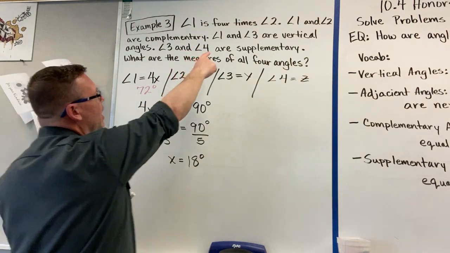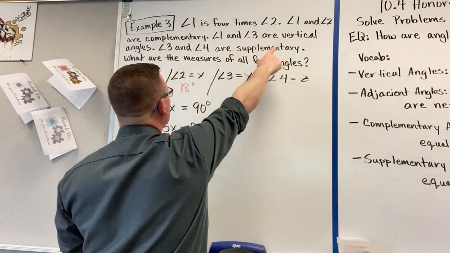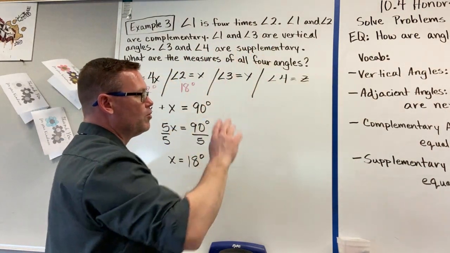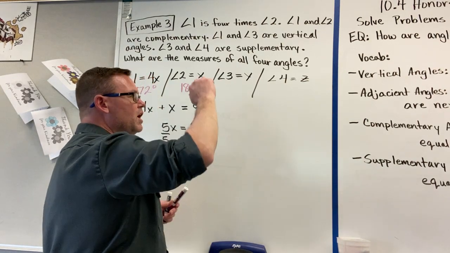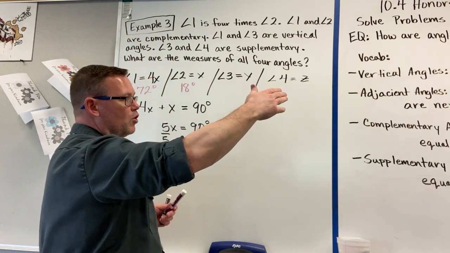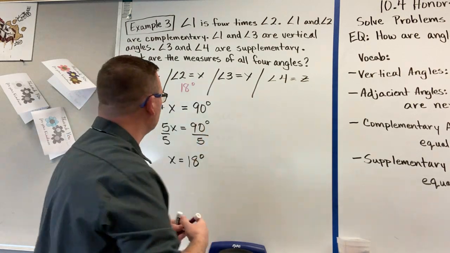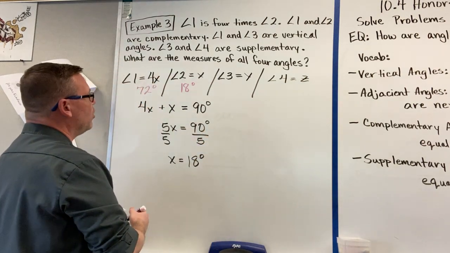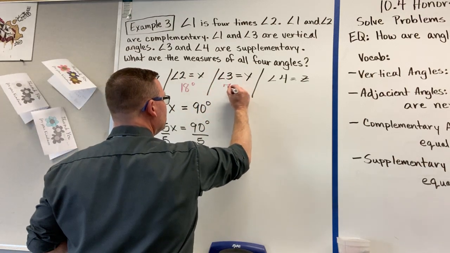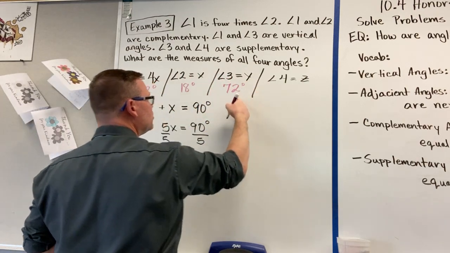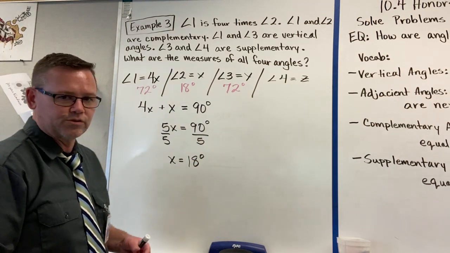Now it says right here, angle 1 and 3 are vertical angles. If you remember from the definitions, and this is why I put those out there so you guys could refer back to them, if they are vertical angles, they are opposite of each other, and that means they would be equal. That means angle 1 and angle 3 are going to be equal, so they're both 72 degrees. We just figured out angle 3.